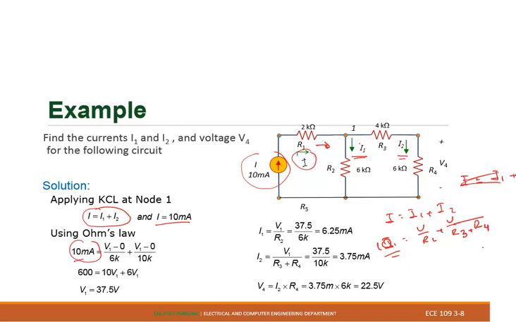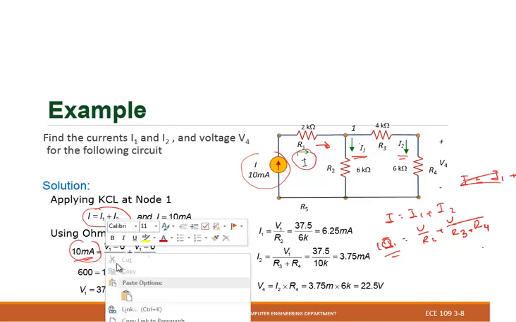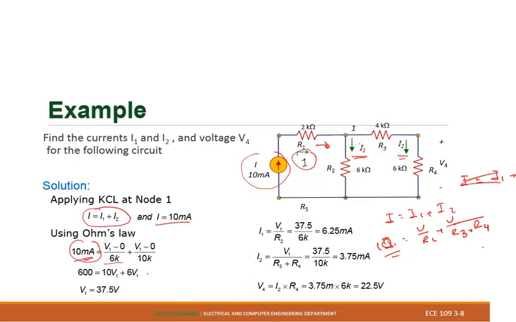Okay, so that's why 10 milliamperes will be equal to V1 divided by 6K plus V1 divided by 10K. 6K plus 4K will be 10K right there. So in this case, we can find the voltage over this point here. As soon as you find the voltage here, you can find I1 and I2 using Ohm's law basically. That's why I1 will be equal to V1 over R2, and I2 will be V1 over R3 plus R4.